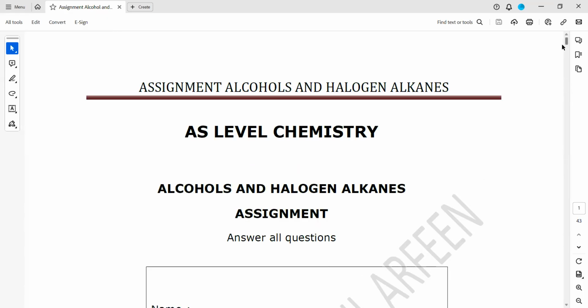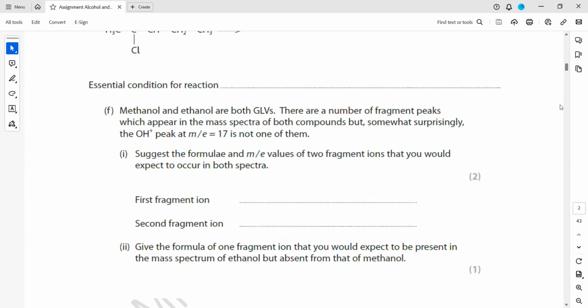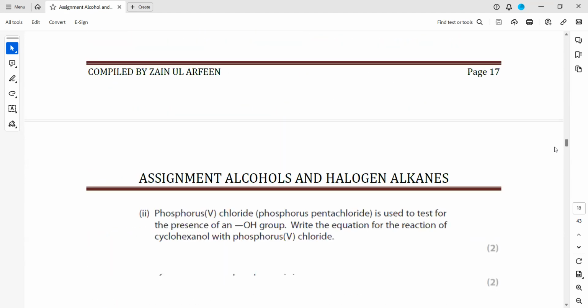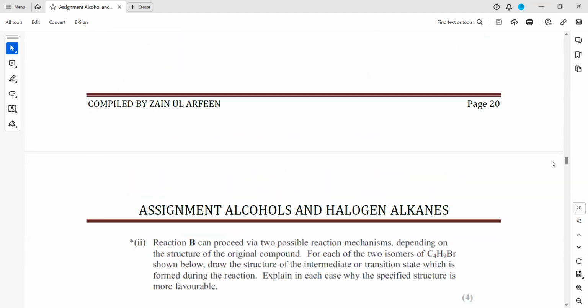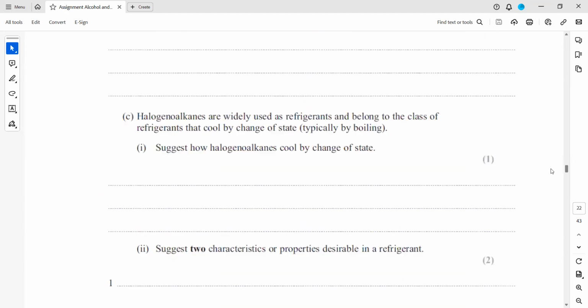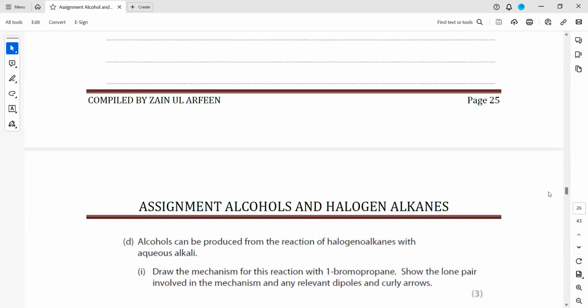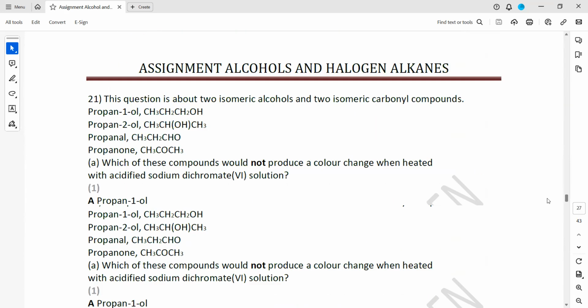The alcohols and halogenoalkanes, we did the first 25 questions. Organic chemistry, both in unit 1 and unit 2, is important. The weightage is very high. So it's important that you understand each part.